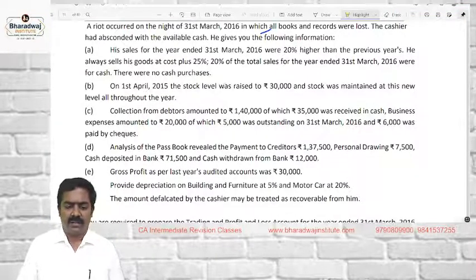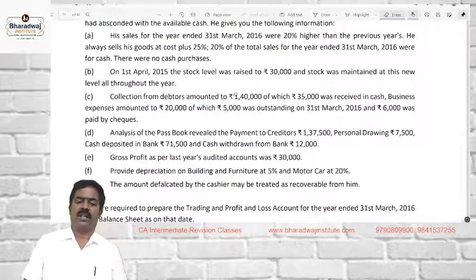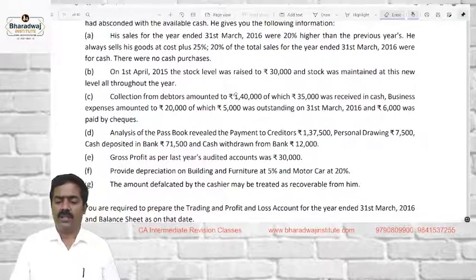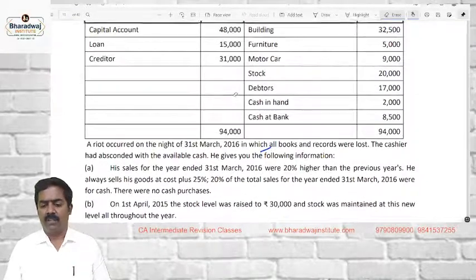Then he always sells goods at cost plus 25%. 20% of the sales were on cash. There was no cash purchases. On 1st April 2015, stock level was raised to what? 30,000, and that is maintained at this level throughout the year, which means what is the opening stock?